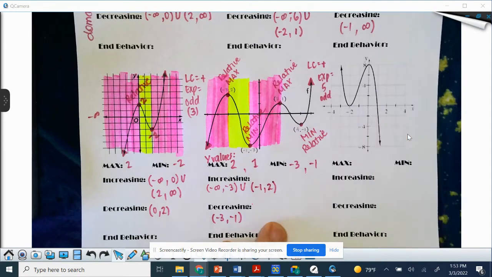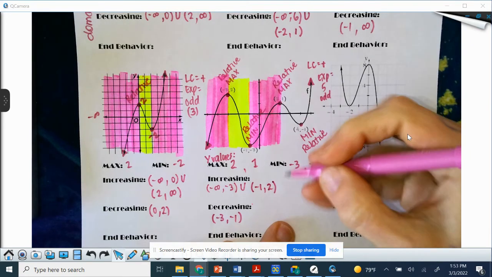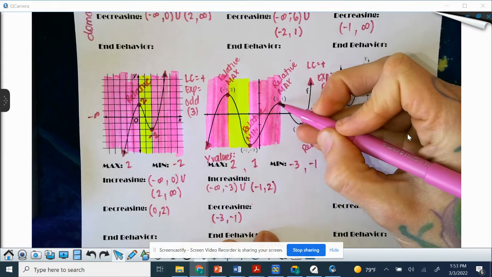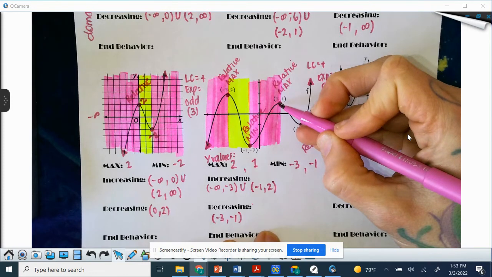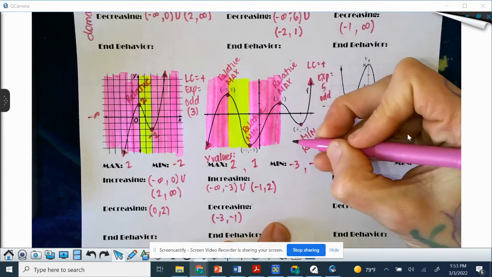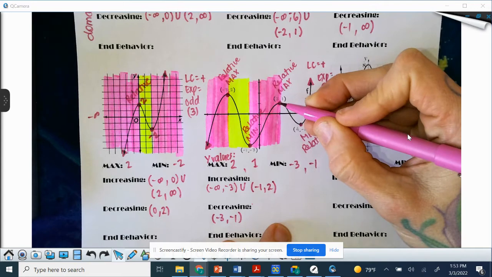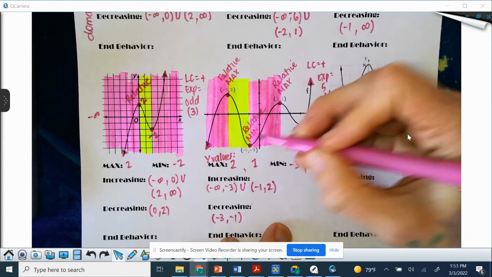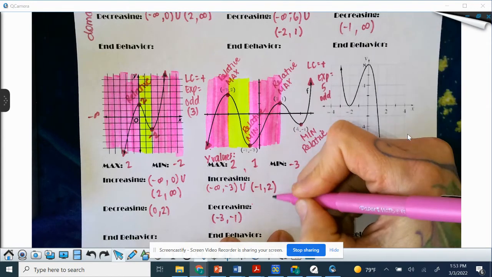And also a call out to parentheses versus brackets. When you're standing on this point, it's not going up or down. If you remember, brackets means that it is definitely happening there. On these turns, you're turning. You're not actually going up and you're not actually going down. So that's why this notation is in parentheses.